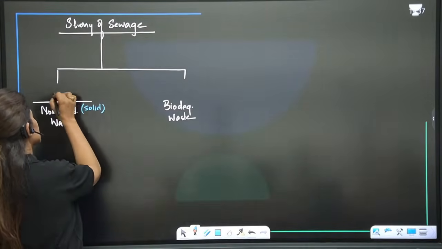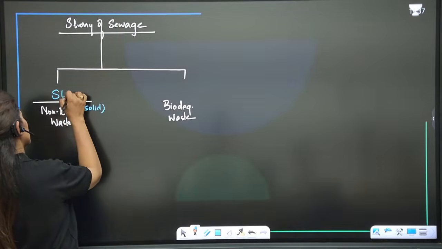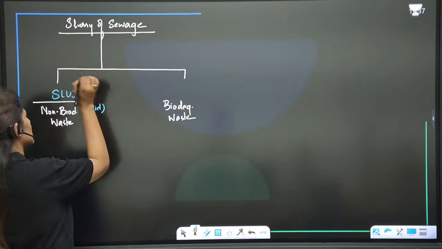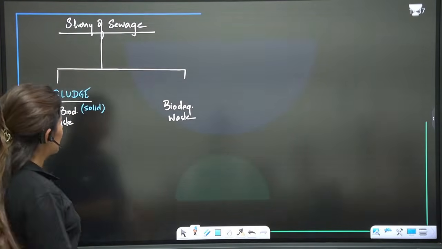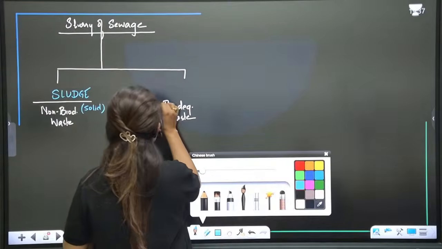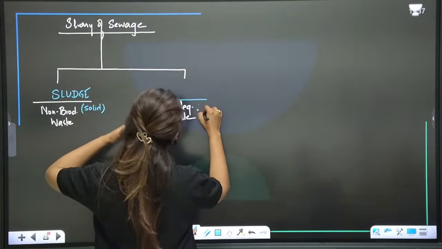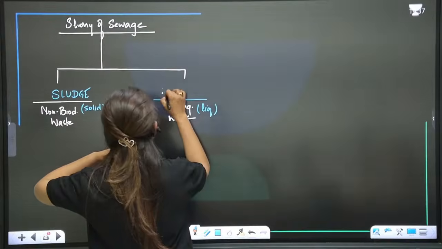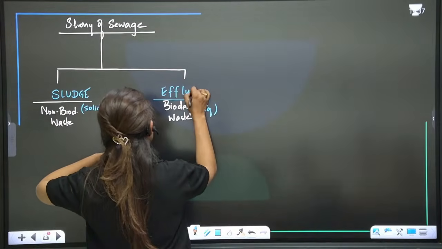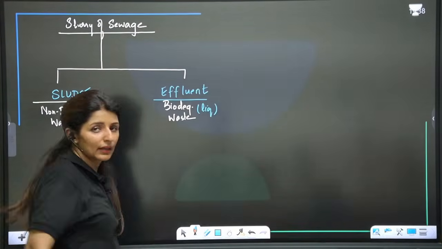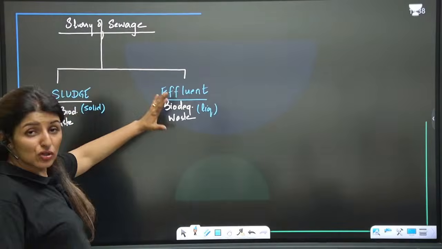So we have this term sludge. We use the term sludge for solid content. Is that clear? And all this biodegradable waste, which will be in the form of thin slurry, in the liquid form, we'll call it effluent. So one which flows is effluent. Is that clear? How have we managed to separate them?